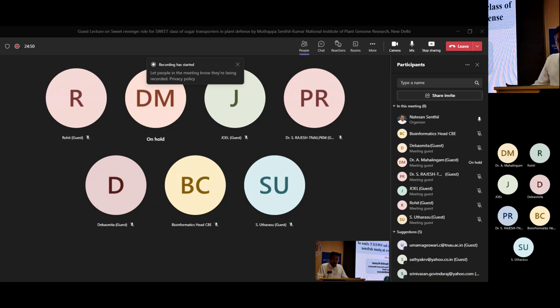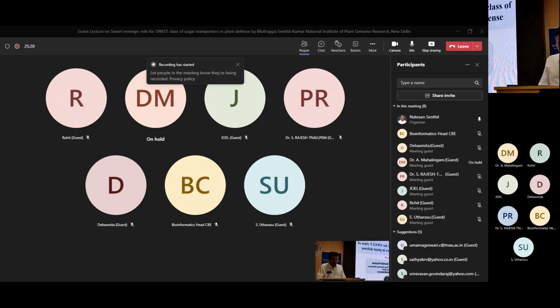The audience is wide: biotechnology students, and also breeding and pathology students are there. I think your lecture will definitely give us some idea on how these kinds of interactions help us to take a newer look at our plant system. So I'm really happy that he readily accepted our invitation and came over here.